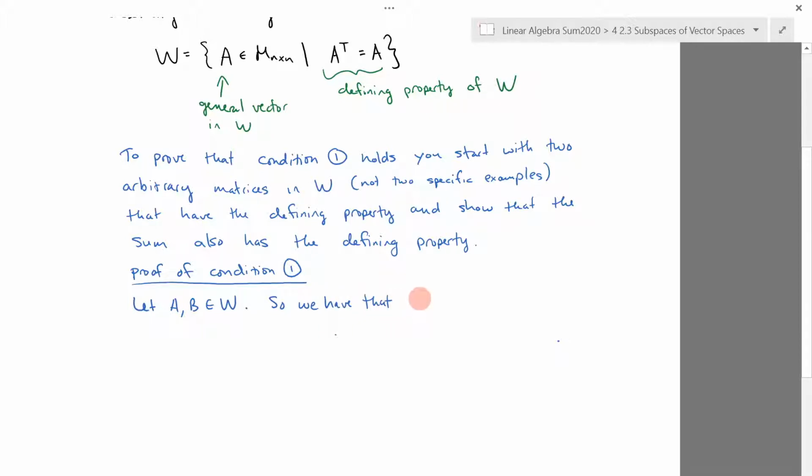So we have that A transpose is equal to A and B transpose is equal to B, because they both have to be symmetric. Okay, so now we want to show that the sum is also symmetric.